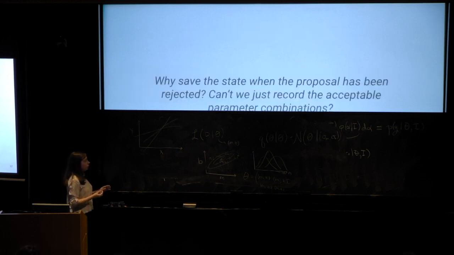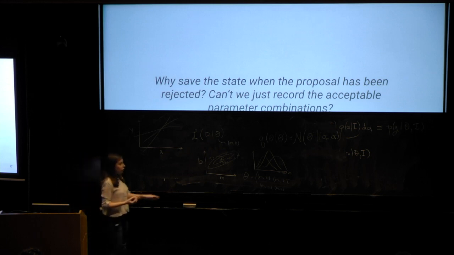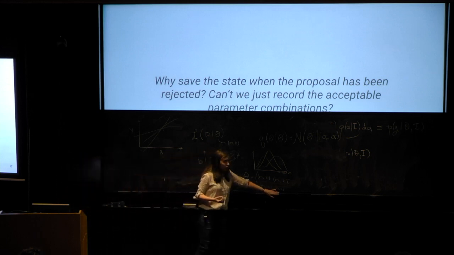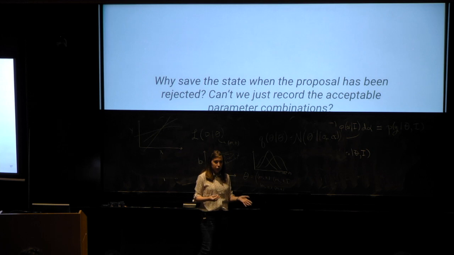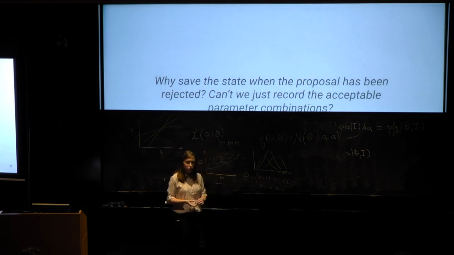Right. So one question here that might naturally arise is, well, we said that we were proposing a bunch of random things. Why do we bother re-recording the previous thing? Why not just keep the unique states that we've drawn? Because don't we want to explore the whole parameter space? Why would we just repeat what we already knew was a good solution?